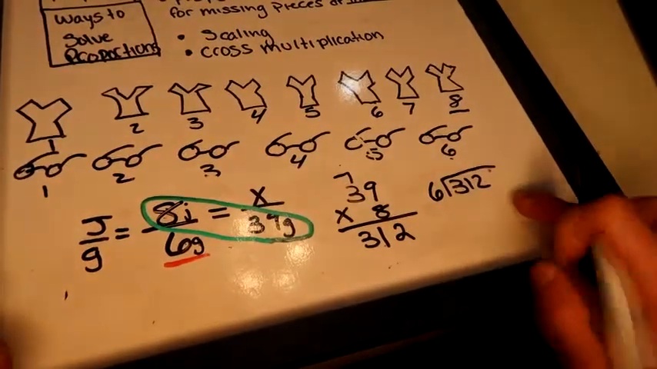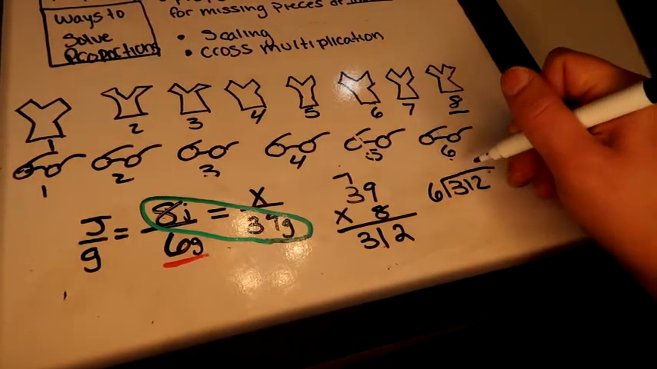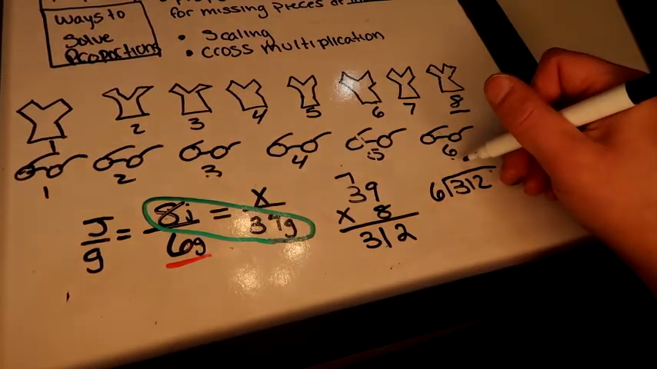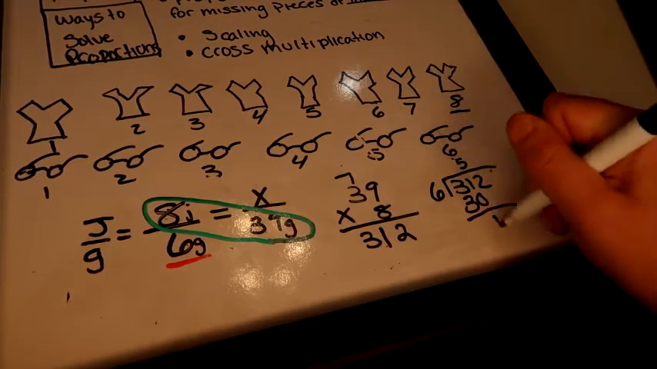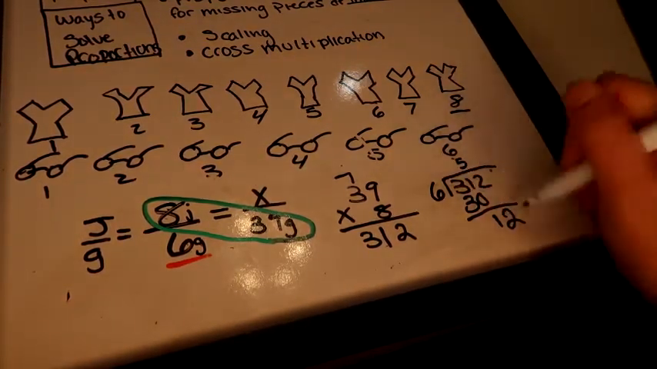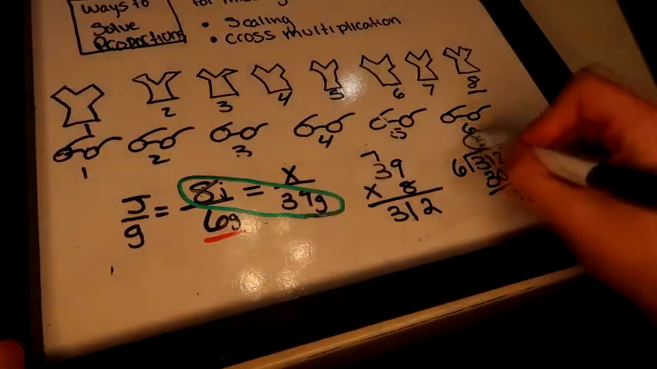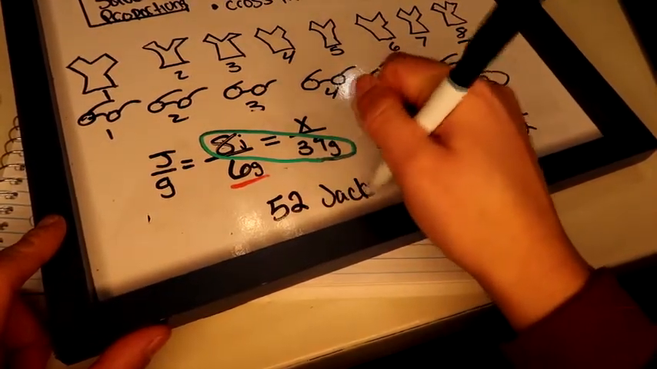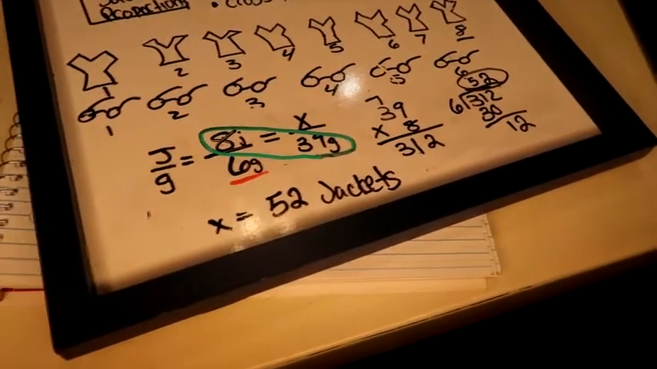So 312 divided by 6. 6 goes into 31 how many times? Well, 6 can go into 30 how many times? 5. Bring down my 30, bring down my 1, bring down my 2. 6 can go into 12 2 times. We need to order 52 jackets. So X equals 52 jackets.